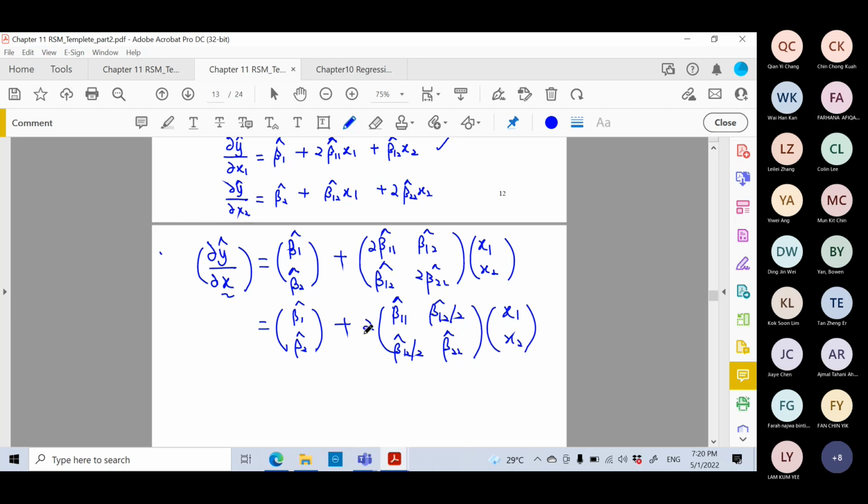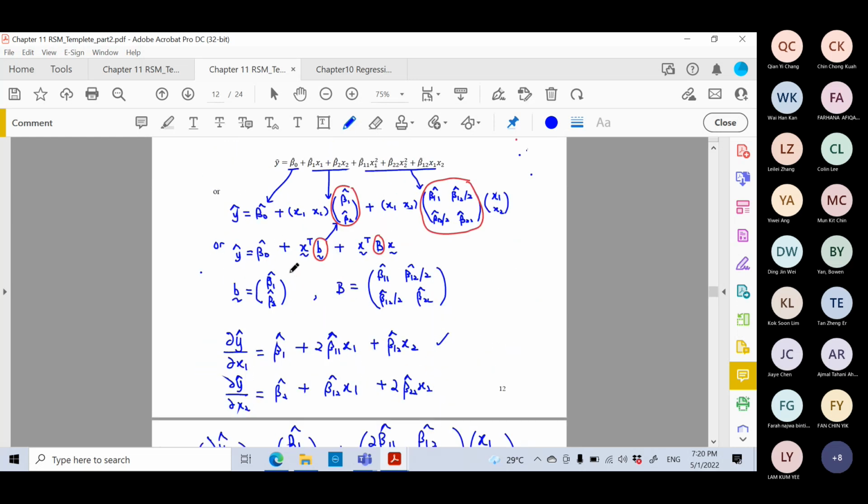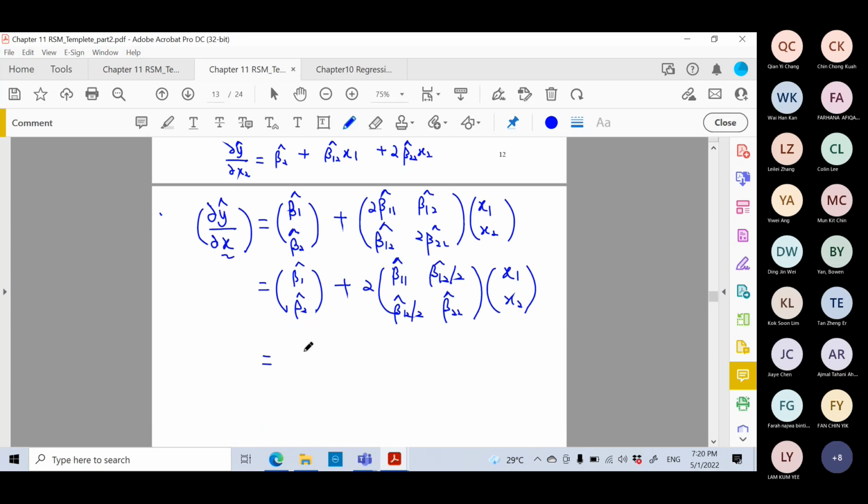Okay, we factor out the 2 here. So this one is similar to what you have just now. I have denoted this one as equal to the B. This one is a capital B of the matrix here. So therefore, this thing is actually equal to the B plus the 2 times the B multiplied by the X here. If you do it here, you will get the following one.